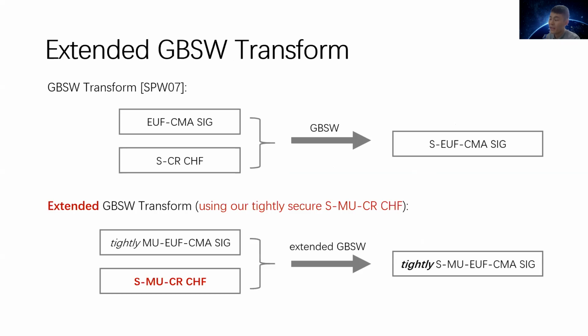This is the first application of tightly secure Chameleon hash functions, the extended GBSW transform. It strengthens signature schemes from weak unforgeability to strong unforgeability in the multi-user setting and enjoys a tight security reduction.